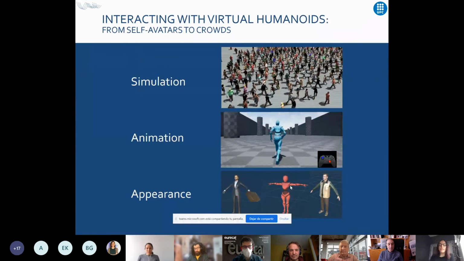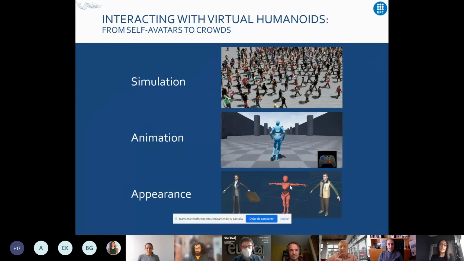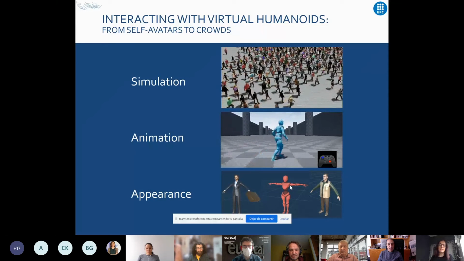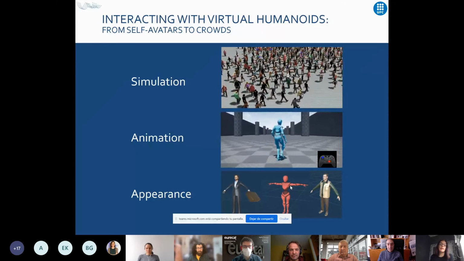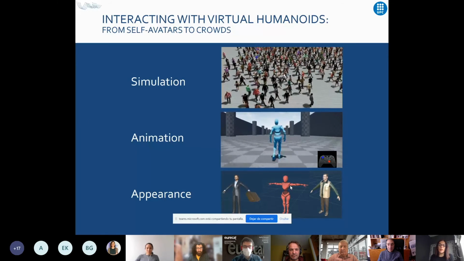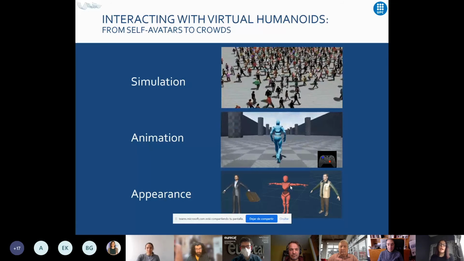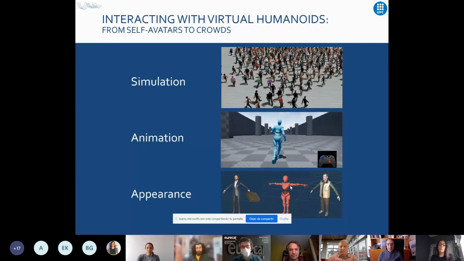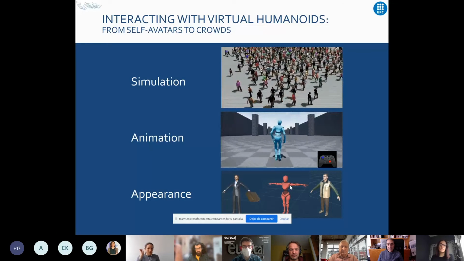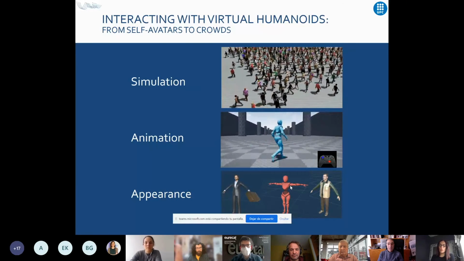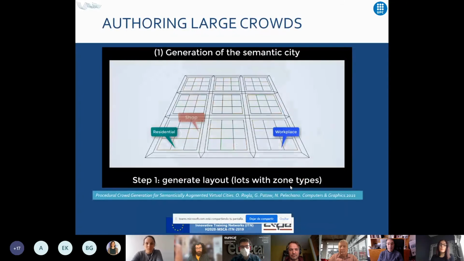So today, like Mel was saying, I've been working my whole career on crowd simulation and many other aspects that influence crowd simulation, like animating the virtual characters so they appear to be performing tasks in the virtual environment. We've also been working with the appearance of these virtual characters, to see which kind of visualization could work better in each of the situations where we need to use them.